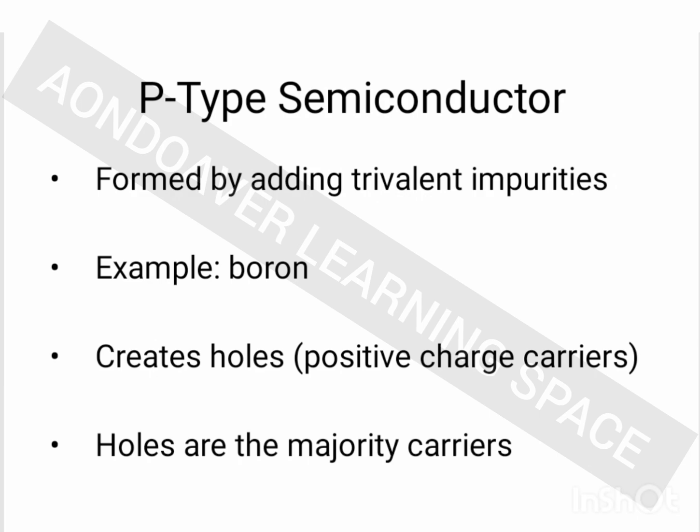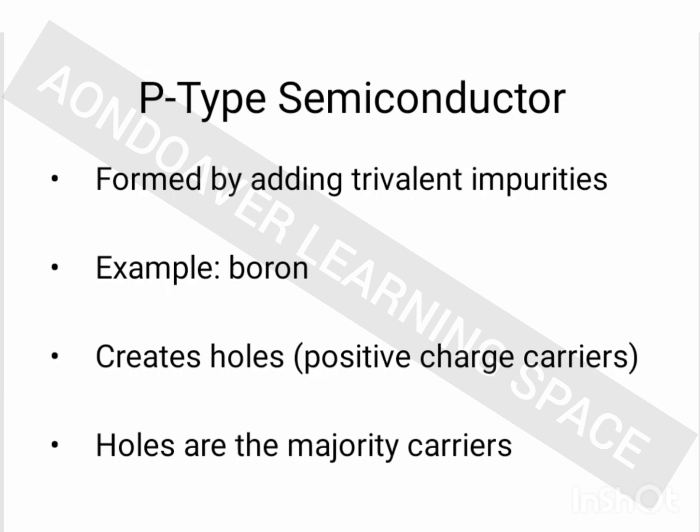So p-type semiconductors are formed by adding trivalent impurities. Example, boron. It creates holes, that is positive charge carriers. Holes are the majority carrier. So for a p-type semiconductor, when you dope a pure semiconductor with a trivalent impurity, by trivalent impurity, we mean impurities that have 3 electrons in their outermost shell. Example, boron, as we have it here, and others.